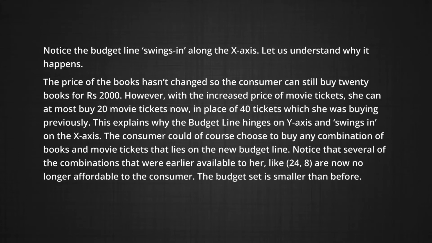The consumer could, of course, choose to buy any combination of books and movie tickets that lies on the new budget line. Notice that several of the combinations that were available earlier, like 24/8, are now no longer affordable to the consumer. The budget set is smaller than before.